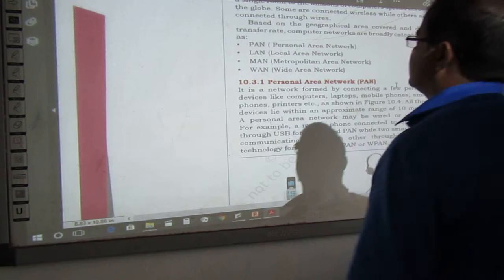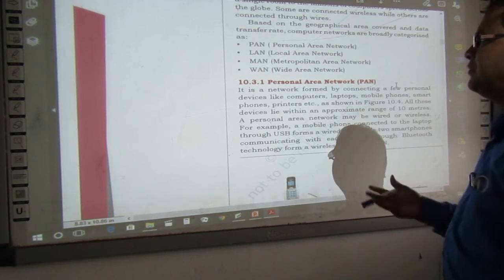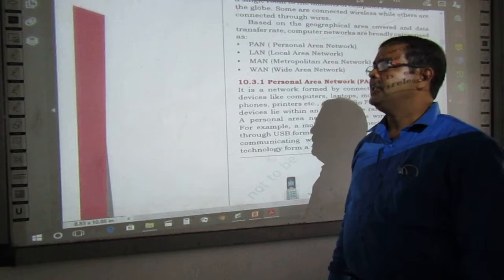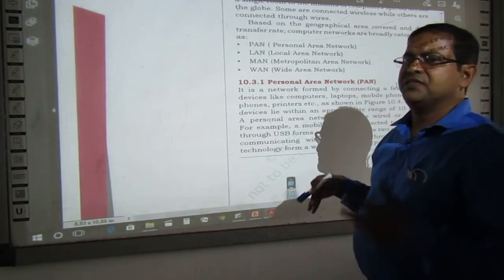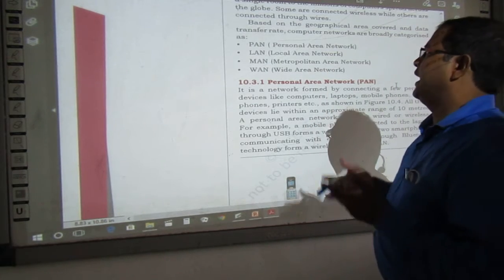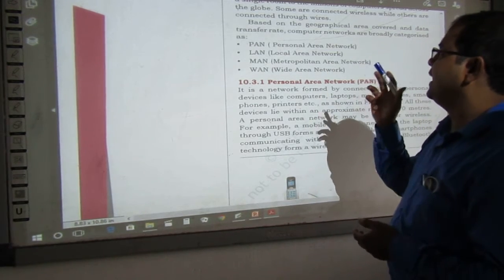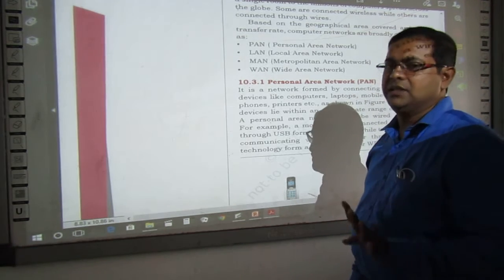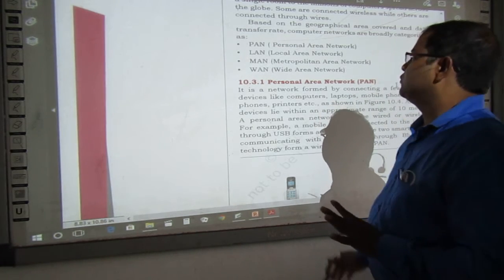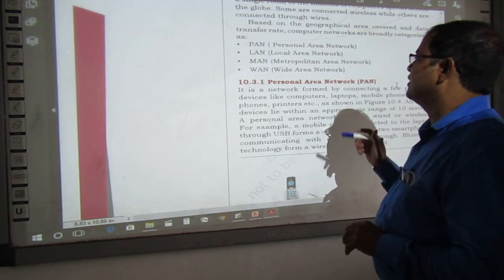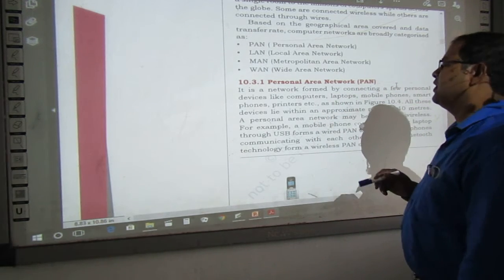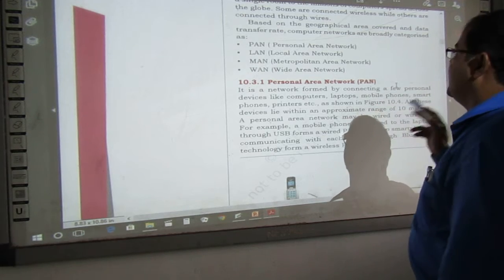So next, types of network. Whenever we are talking about networking, there are different networks available, like PAN, LAN, MAN and WAN. There are four types of network available in the world. One is PAN, personal area network; LAN, local area network; MAN, metropolitan area network; and WAN, wide area network.